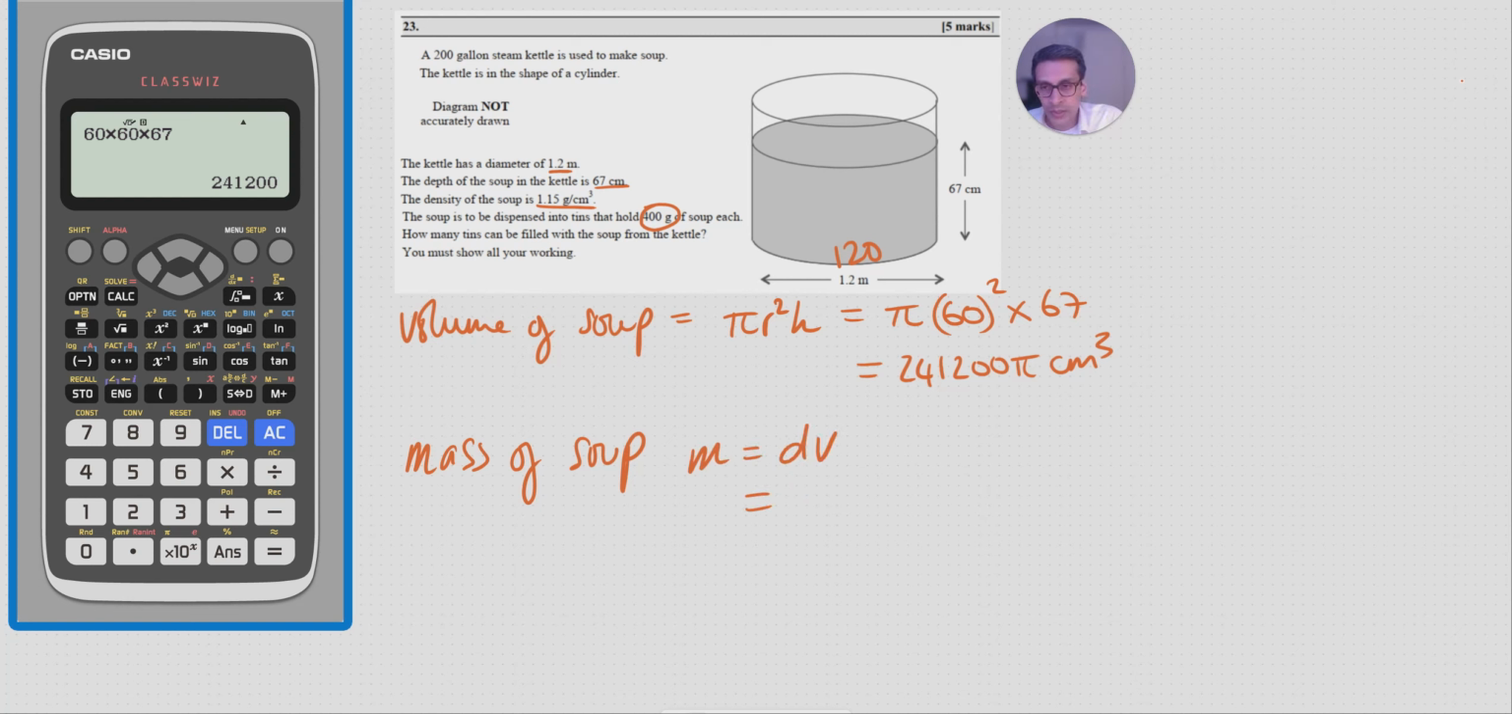The density of the soup is given as 1.15 grams per centimeters cubed. Now we are sticking with centimeters, so it's fine. So mass is going to be 1.15 times the volume, which is this thing here, 241,200 pi. We're going to multiply it by pi, and then multiply it by 1.15. That gives us 277,380 pi.